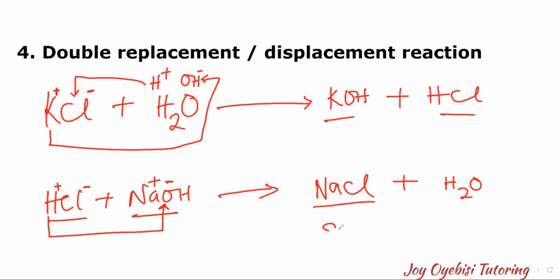So this is what we mean by salt and water. That's how you tell if you have a neutralization reaction. So that is also a double replacement reaction. The hydrogen replaces sodium on the right-hand side, and the sodium replaces hydrogen on the left. So what I mean is this combines with this, replaces the hydrogen, while this combines with that, replaces the sodium. So that is a double replacement reaction.